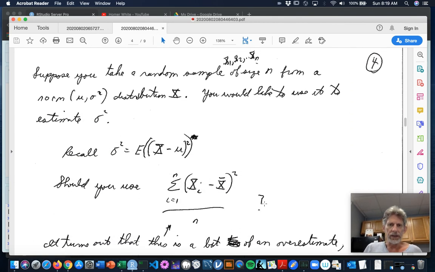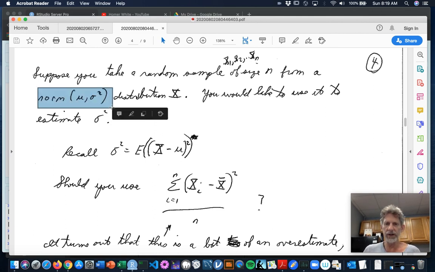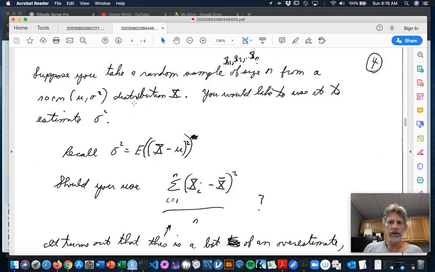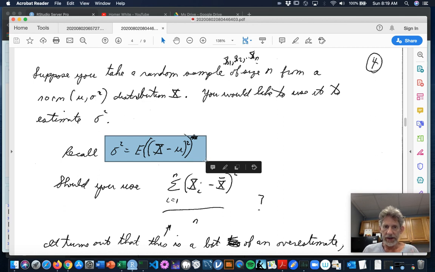Okay, shift gears a little bit. Suppose you got a random sample of size n from a normal distribution X that has a mean mu and variance sigma squared. And let's say that you don't know the mean and you don't know the variance of the random variable, but you would like to estimate the variance. So what is the variance by definition? It is the expected value of (X minus mu) squared.